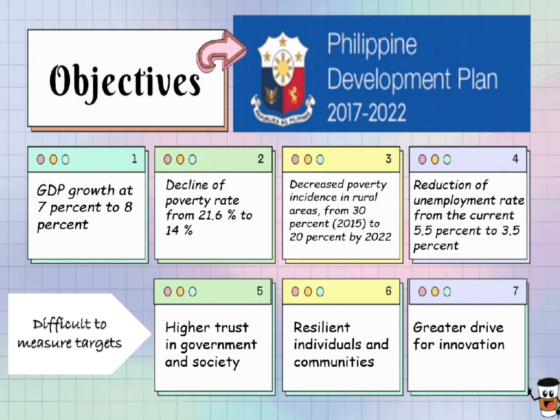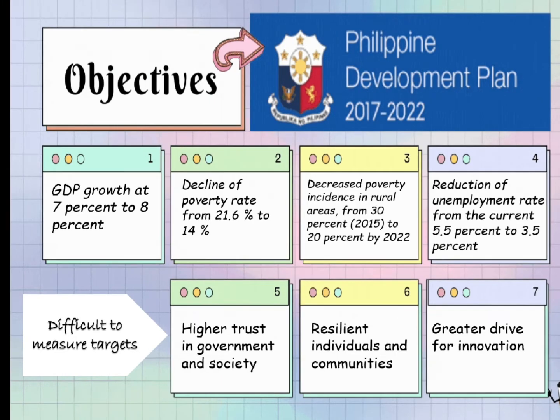Again, according to Acting Socio-Economic Planning Secretary Carl Chua, the poverty rate will likely range from 15.5% to 17.5% in 2021. And for number 3, decrease poverty incidence in rural area from 30% to 20% by 2022, and reduction of unemployment rate from current 5.5% to 3.5%, and difficult to measure targets like higher trust in government and society, resilient individuals and communities, and greater drive for innovation.